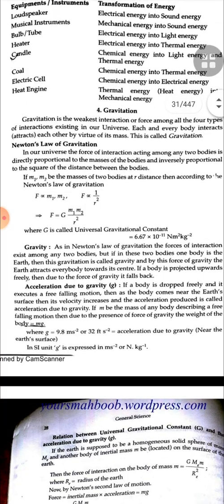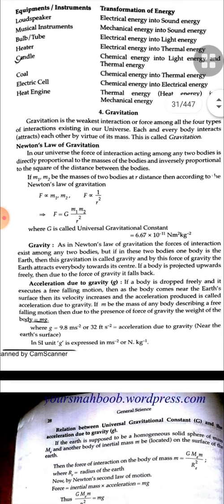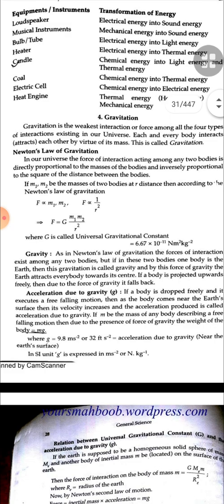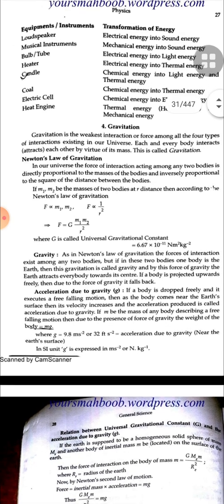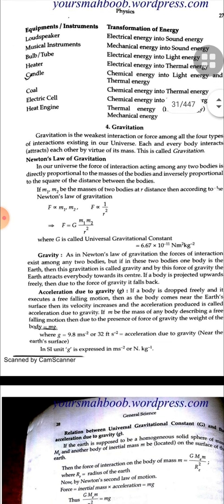Gravity. As per Newton's law of gravitation, the force of interaction exists between two bodies. But if one of the two bodies is the Earth, then this gravitation is called gravity. By this force of gravity, the Earth attracts every body towards its center. If a body is projected upward freely, then due to the force of gravity, it falls back.